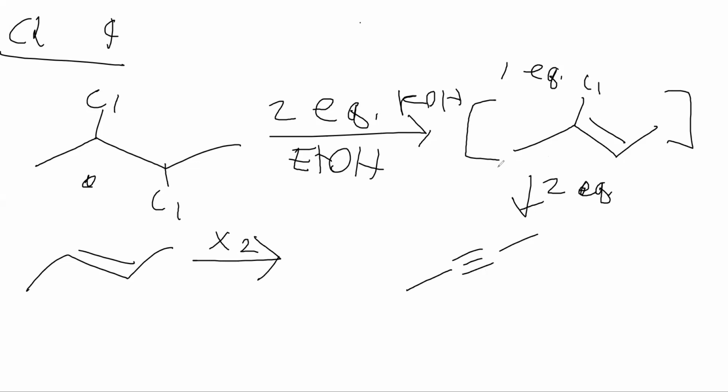You could probably do the same thing with alcohols, like if you had two alcohols instead of chlorines here, add two equivalents of H2SO4. It's the same reaction, just you have two instead of one of the thing, so you're forming a triple bond instead of a double bond.